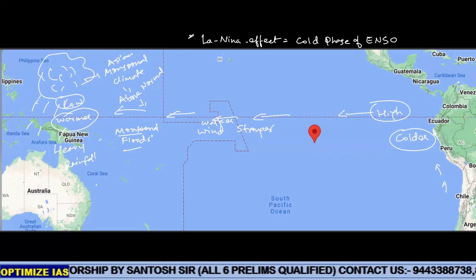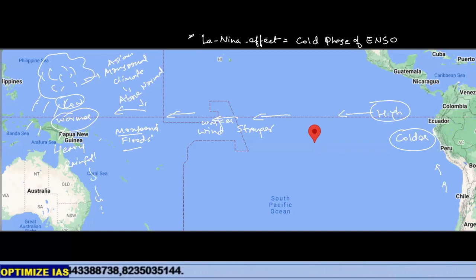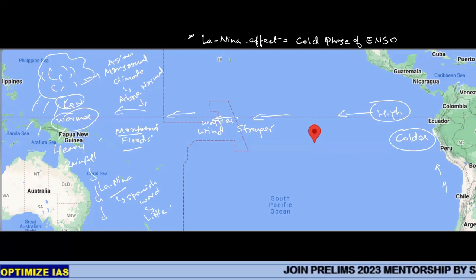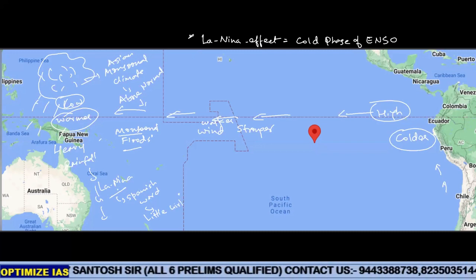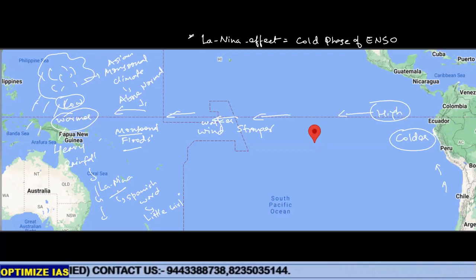So La Niña is actually a warmer current on this side. This will be a more warmer current. This is called the La Niña current. La Niña is a Spanish word actually. Spanish word means what? Little Niña, girl or a boy? Niña is a girl. El Niño is a boy. So La Niña is a Spanish word which means little girl.